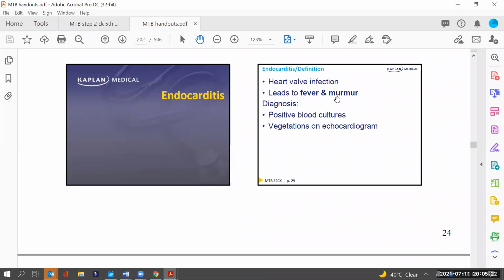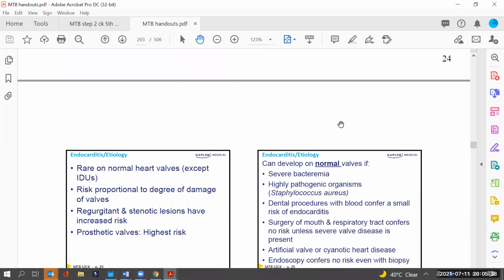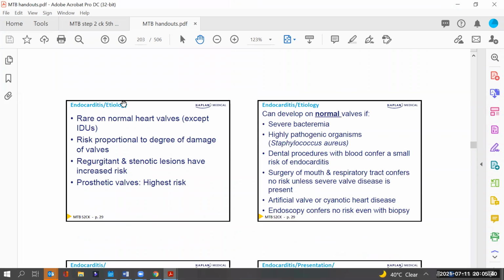So here it's a heart valve infection. Fever and murmur are the two most important findings you will definitely see in the question. For diagnosis, you have to go for positive blood cultures. We will see this culture because there's infection of the heart muscles. So of course, we'll go for the blood cultures and we will see whether there is a bacterial infection, or which type of infective endocarditis this is.